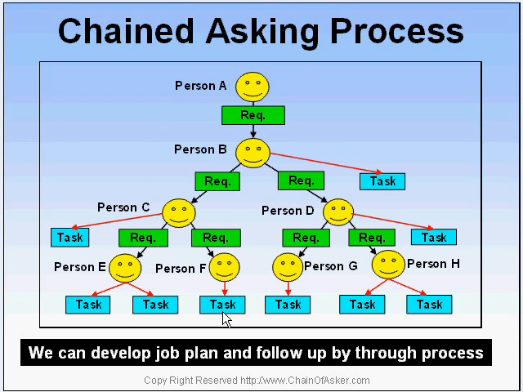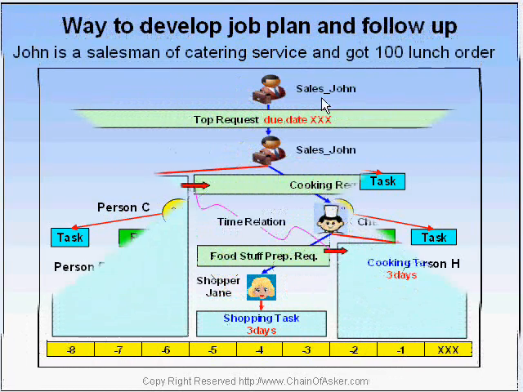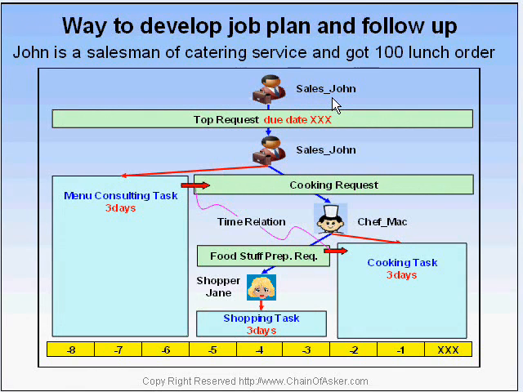I will show by example. Let's imagine a situation that John is a salesman of catering service company and he got 100 lunch delivery order. To conduct this job, he issued top request to himself with due date, then he created his menu consultation task with duration and issued cooking request to Chefman, and set time relation from consultation task to cooking request.